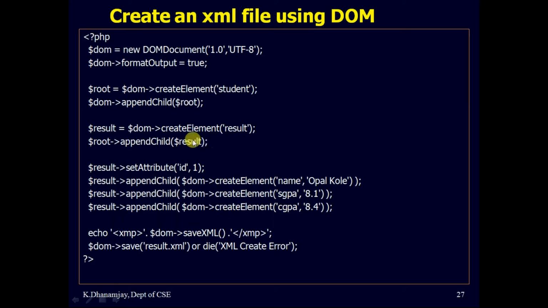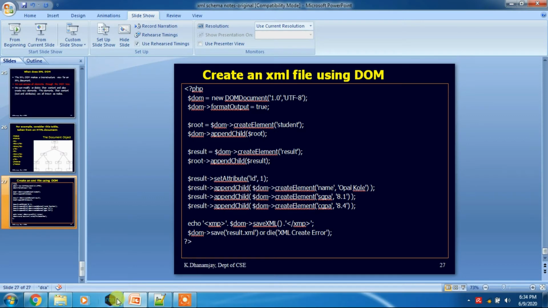Okay, and what is the root element? Student. And then finally we have to use one method called saveXML. saveXML is a method used to save the file. Here we pass the URL of a file like result.xml, or die with an error. So let's see the execution part of this, creating an XML file by using DOM. Okay, let's have a look.